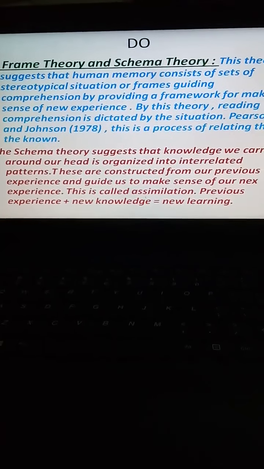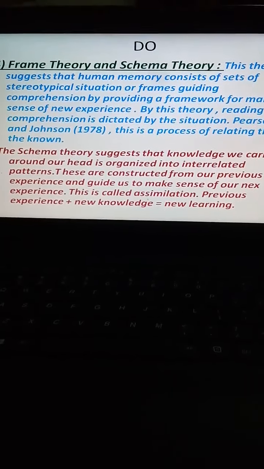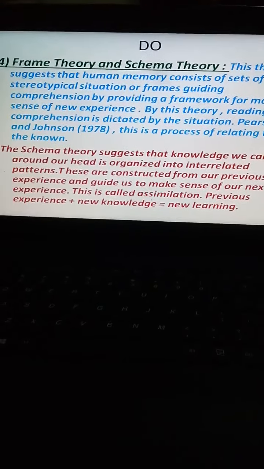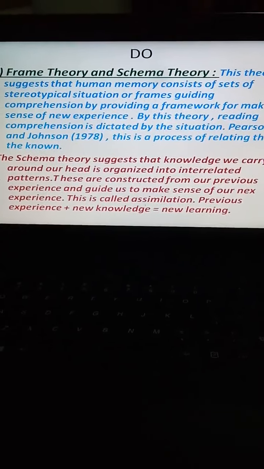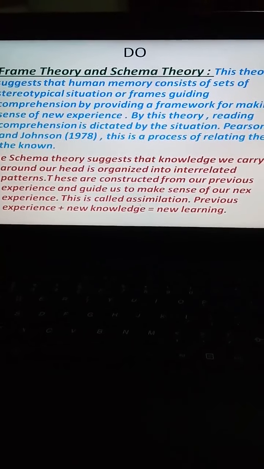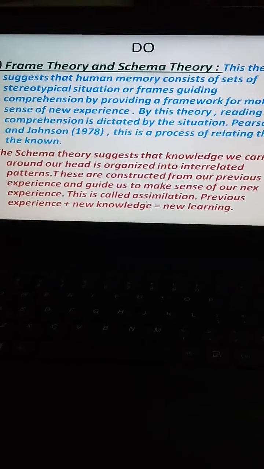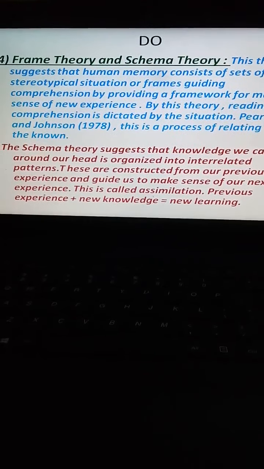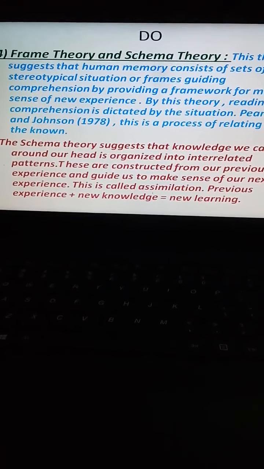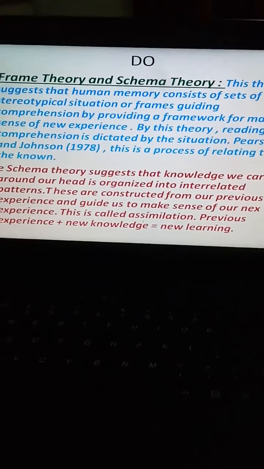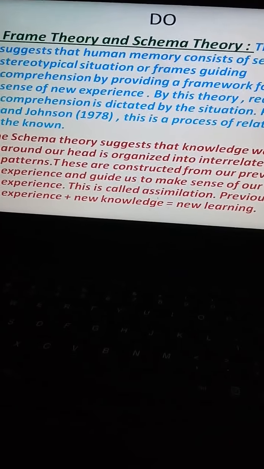And the schema theory suggests that the knowledge we carry around in our head is organized into interrelated patterns. These are constructed from our previous experience and guide us to make sense of our new experience. And this is called assimilation. You know, previous experience and new knowledge will make new learning. So new learning happens when previous experience and new knowledge are blended together or matched together. Okay.